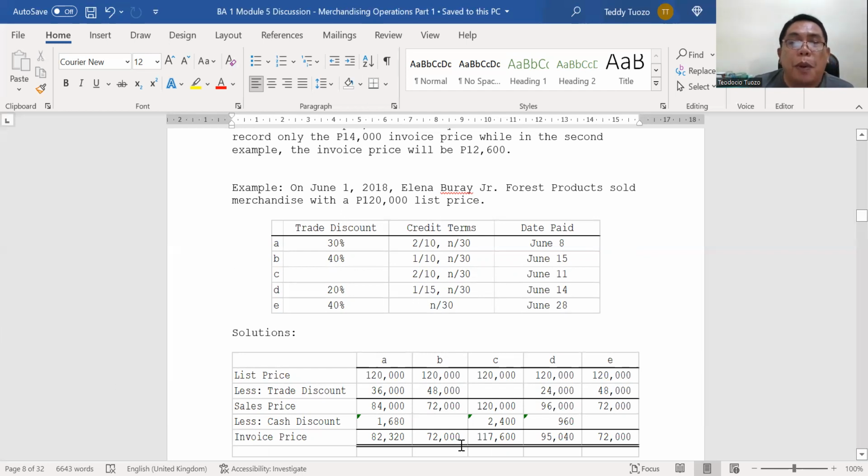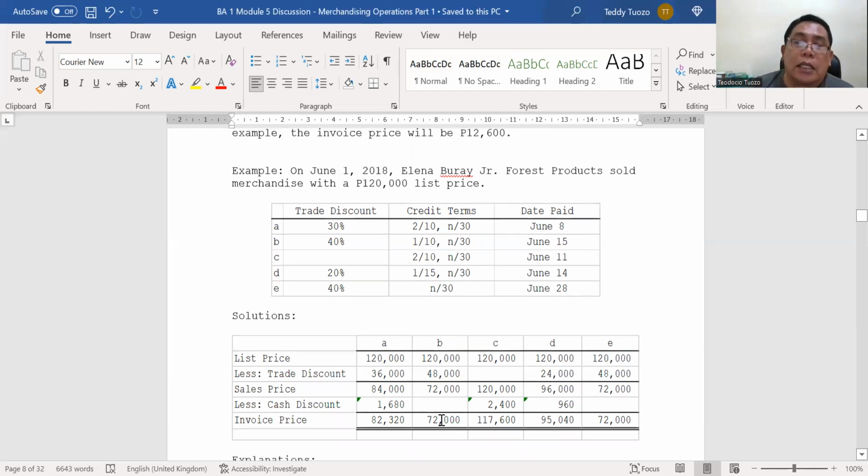Now, they paid from June 1 to June 8, that is only 7 days, so it is within the discount period of 10 days. The discount period for letter A is 10 days. Next, for B, the discount is 40%, so we deduct 40% from the list price. Is there a discount given? No. Why? Because they paid the account beyond the 10-day discount period. June 15 is already 14 days from June 1, so it is beyond, and there is no cash discount.